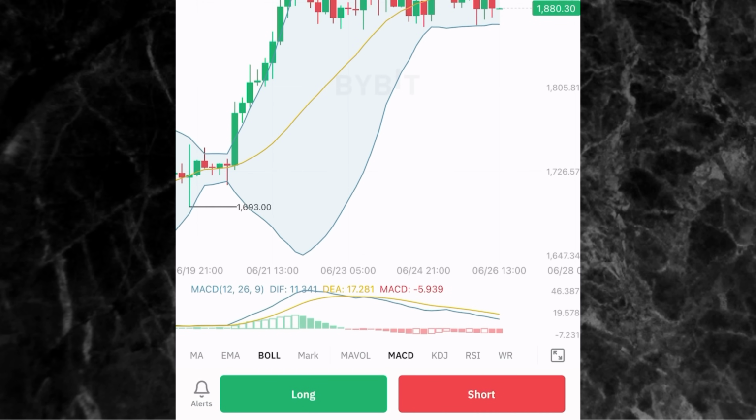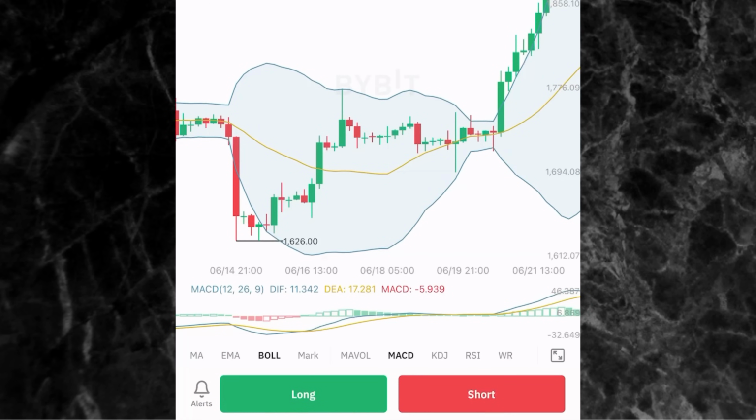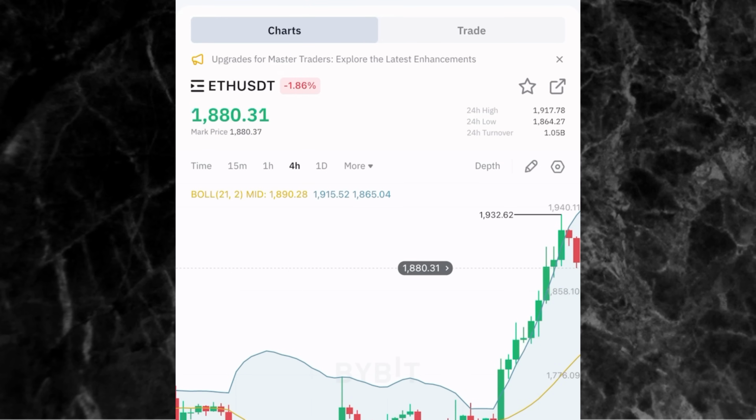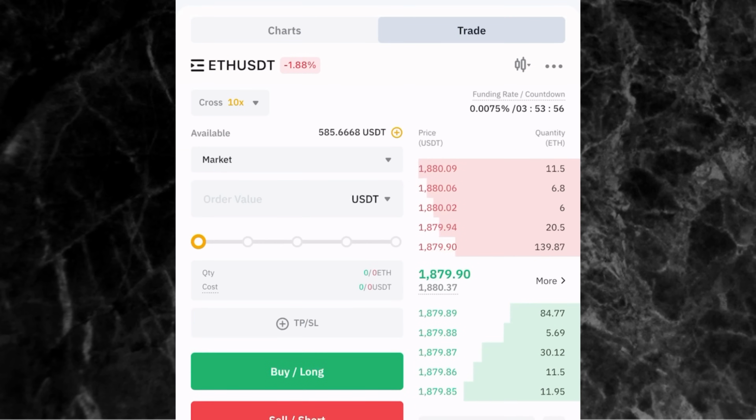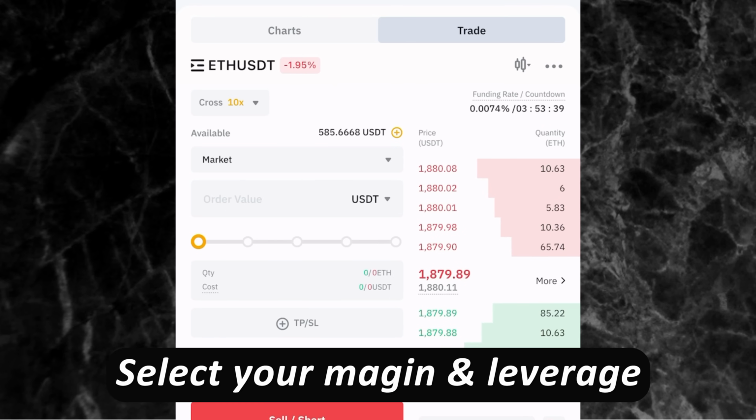So that's all about the chart section. Now let's go on to the trade section right here, where you actually take your trades. Now the first thing you need to do right here is to select your margin and your leverage.